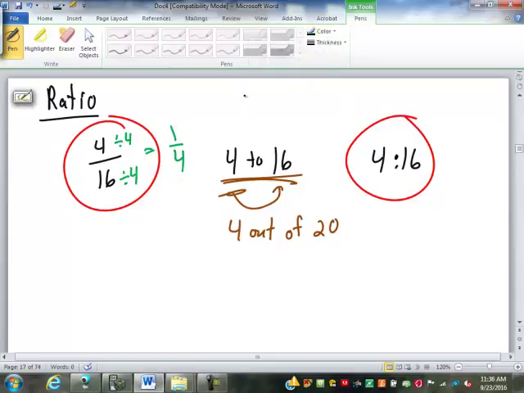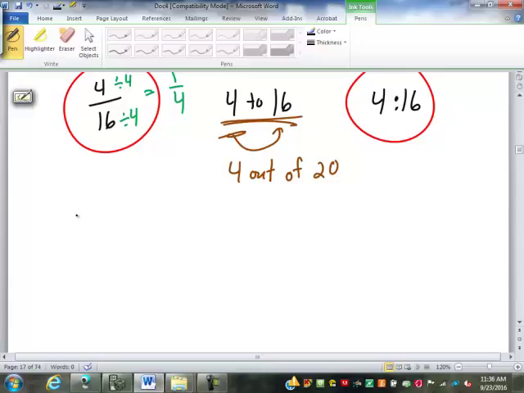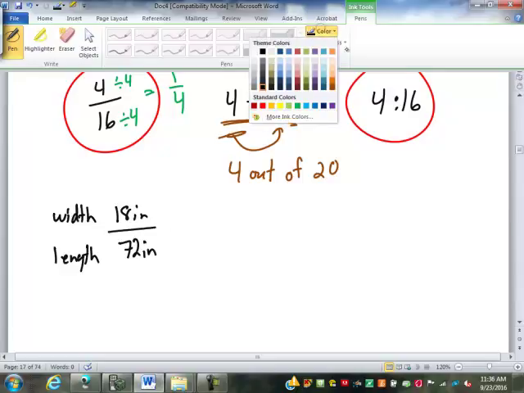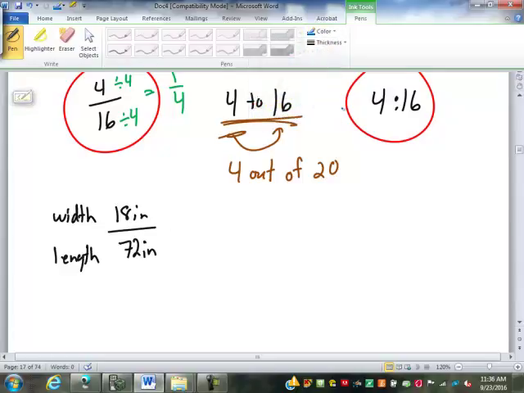I could look at the tables in my room here, and it looks like the tables in your rooms are approximately the same size. These tables have a width of 18 inches and a length of 72 inches. I can reduce those like fractions. I'm going to divide this out. First of all, the inches can divide out, cancel out, and both of these divide by 18. So once again, I get a 1 to 4 ratio.